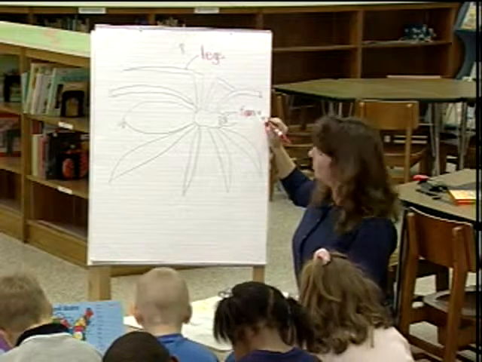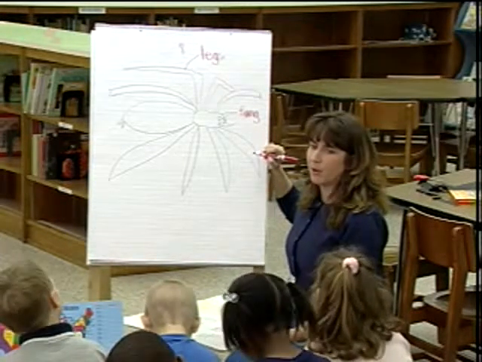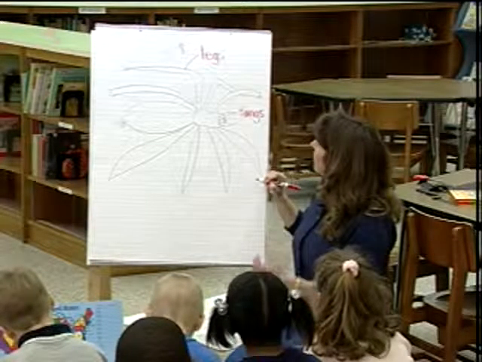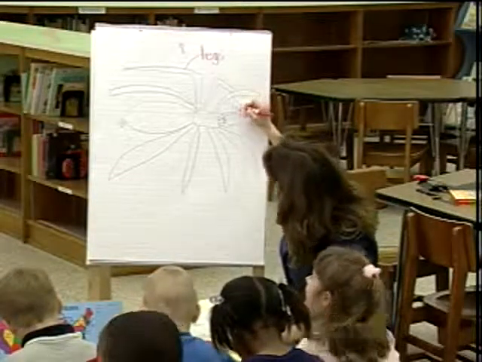Does he have one fang or does he have more than one? Two. So what do I put? S. Fangs. How many fangs does it have? Two. Okay, so put the number 2 there.